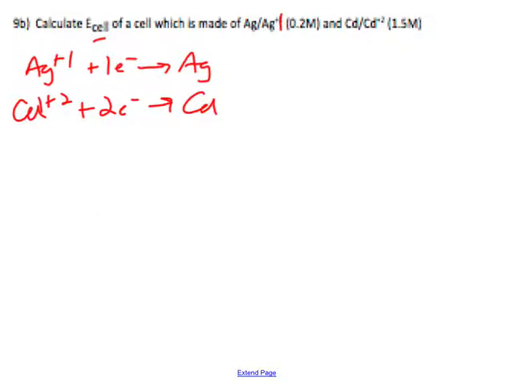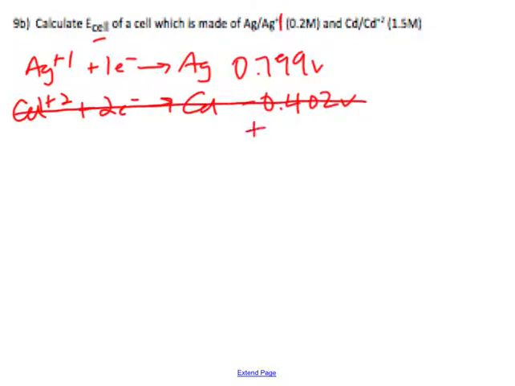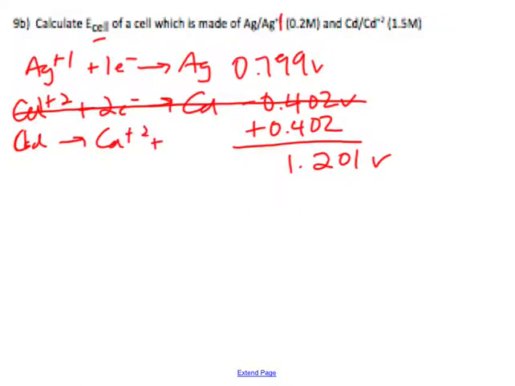I think silver was 0.7 something. 0.799 volts. And the cadmium as is was negative 0.402 volts. So there are my voltages. Now, which one should I flip? Which one's less reduced? The cadmium. So I'm going to flip everything including the sign. I'm going to get positive 0.402. And I'm going to get 1.201 volts. Cd goes to Cd2+ plus 2 electrons.